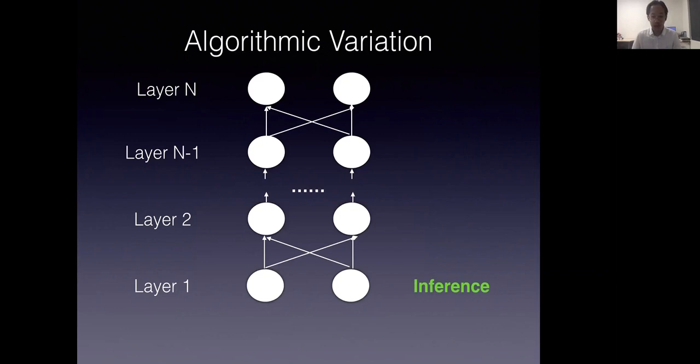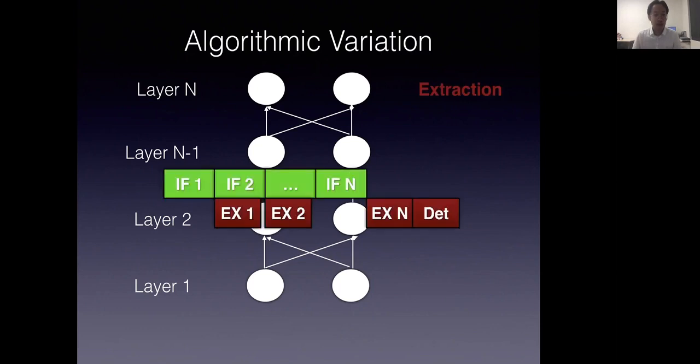Thus, we can pipeline extraction with inference. Again, inference starts from the first layer. But this time, extraction also starts from the first layer. So the extraction and inference can happen at the same time, like this. By pipelining inference and extraction, we can largely reduce the overhead.